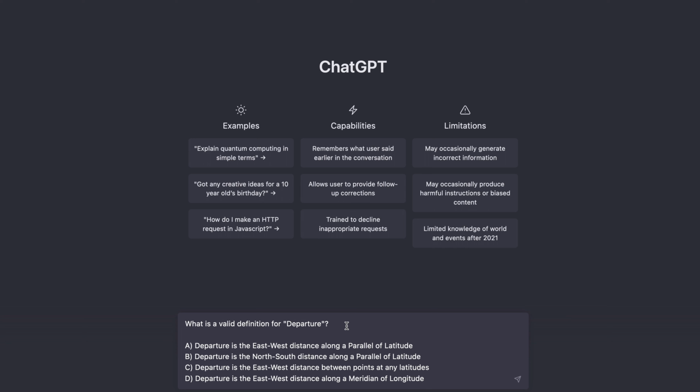Strangely used word. Departure is the east-west distance along a parallel of latitude. Already, option A is correct. The rest are just nonsense. For a start, there's no north-south distance along a parallel of latitude. That doesn't make any sense because a parallel of latitude runs from east to west, and if you move north or south, then you're not on it anymore. Nonsense, right? Okay, let's see how it does.